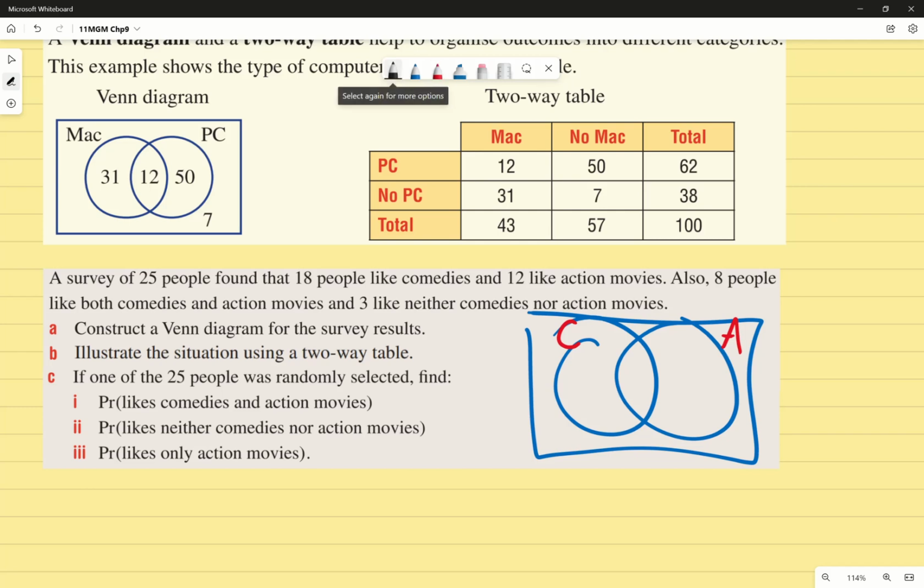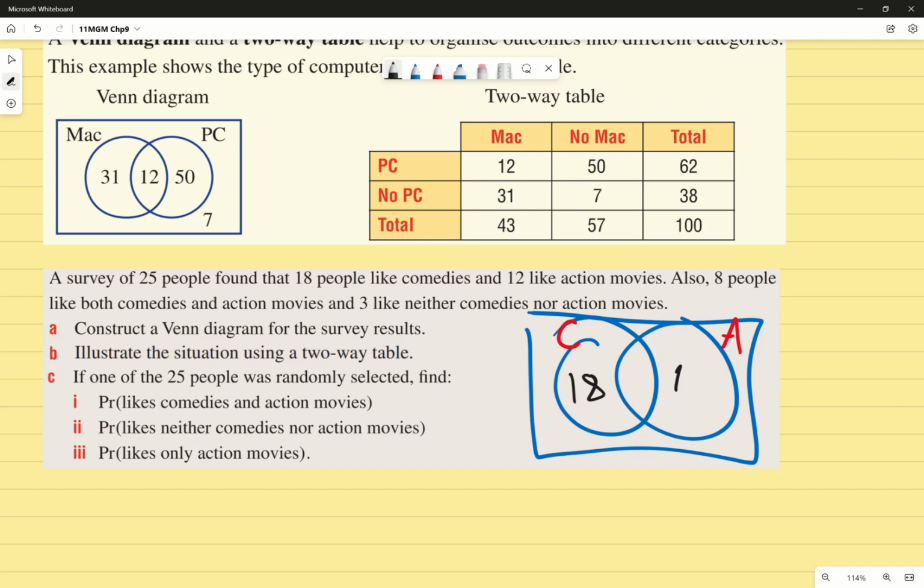Now, it says 12 people like action, 18 people like comedy. What is wrong with me just writing this? Okay, 12 action, there we go, and 18 there. Should we overlap in the section? Good, there is an overlap, and it includes that overlap, doesn't it?